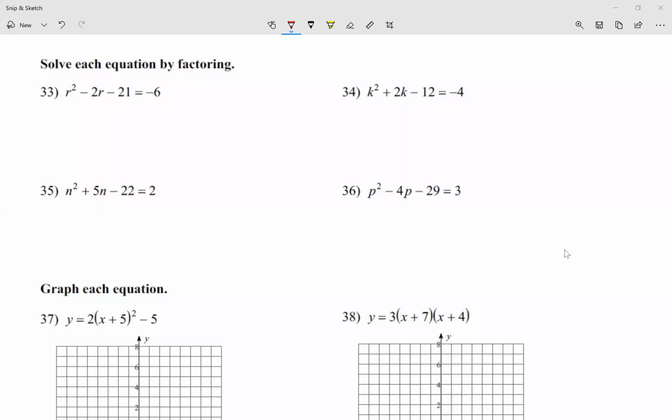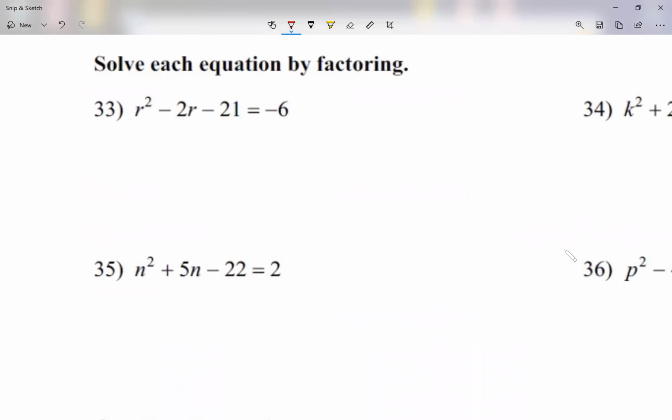Here we're going to solve by factoring. First of all, on the right side of the equal sign, I should have a 0. If it's not a 0, anything that I have there, I have to move it to the left. If it's not a 0, move it to the other side. Don't forget to switch the sign.